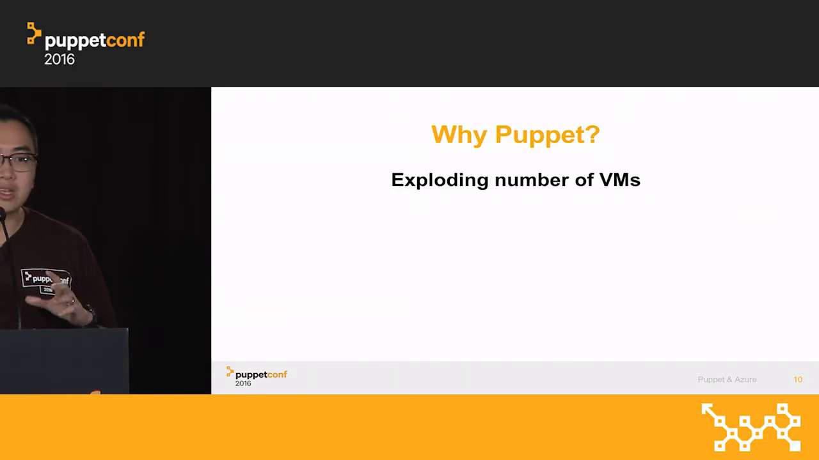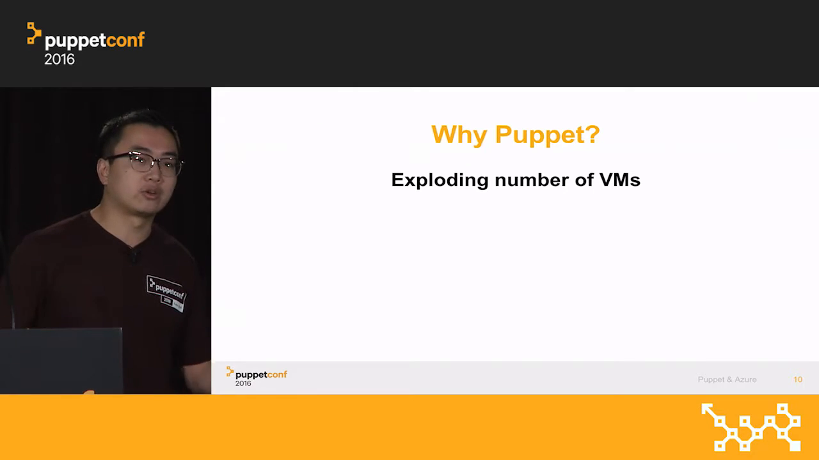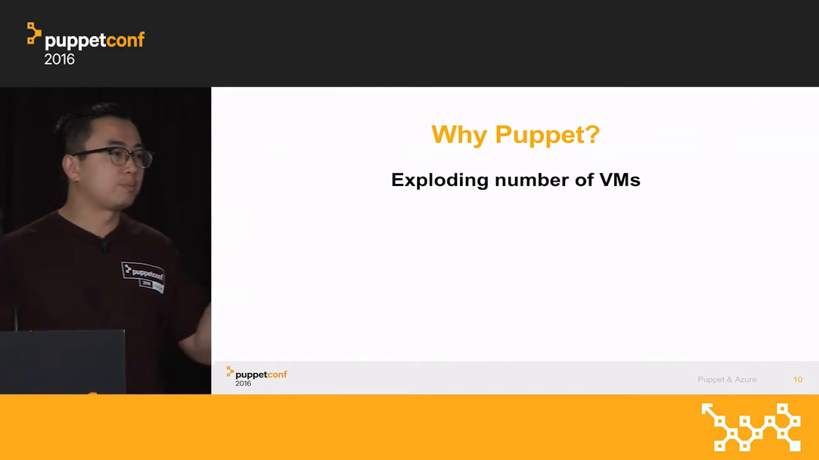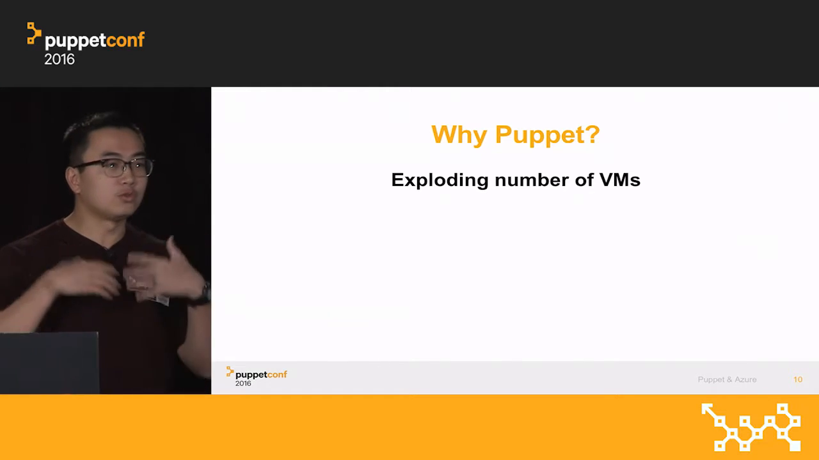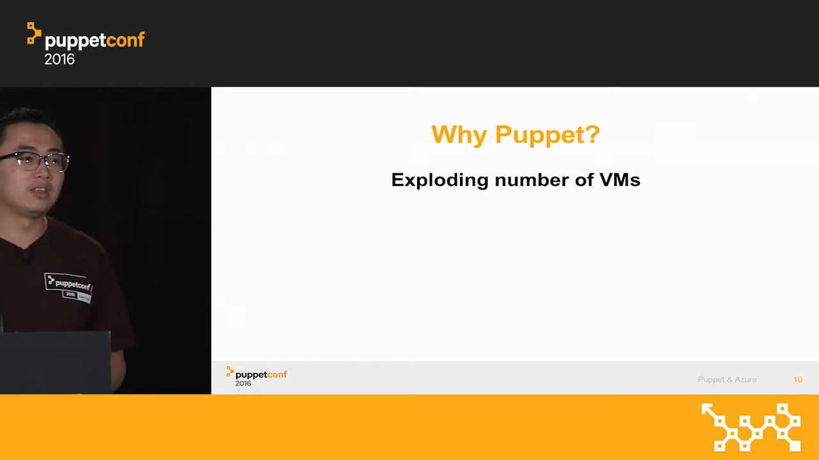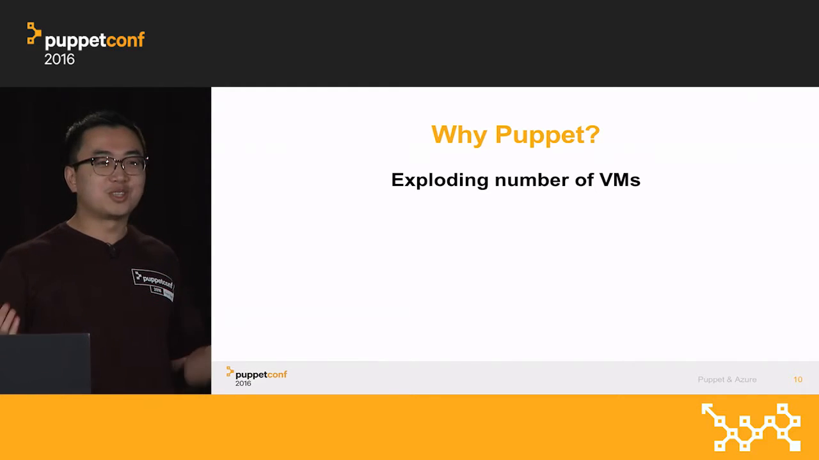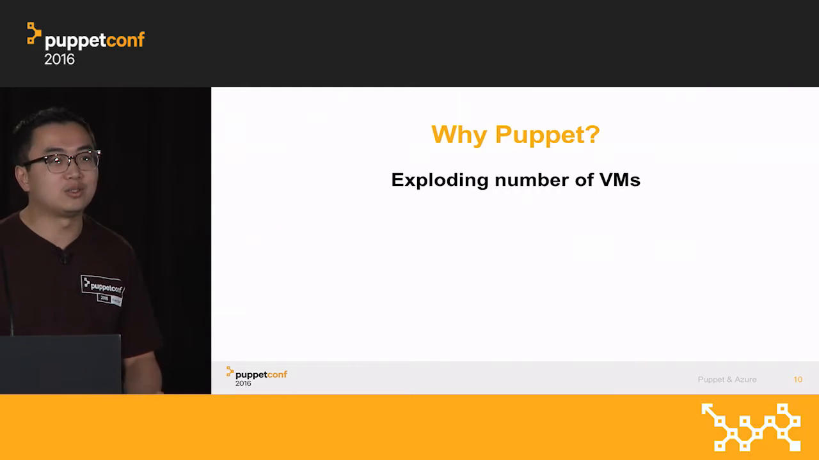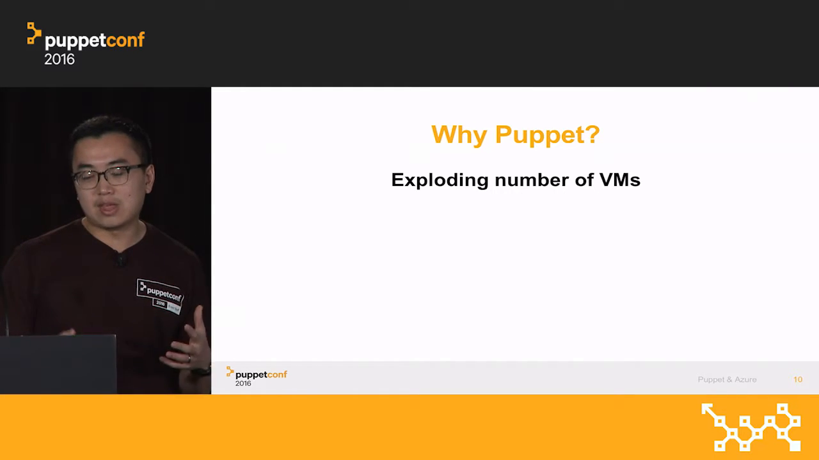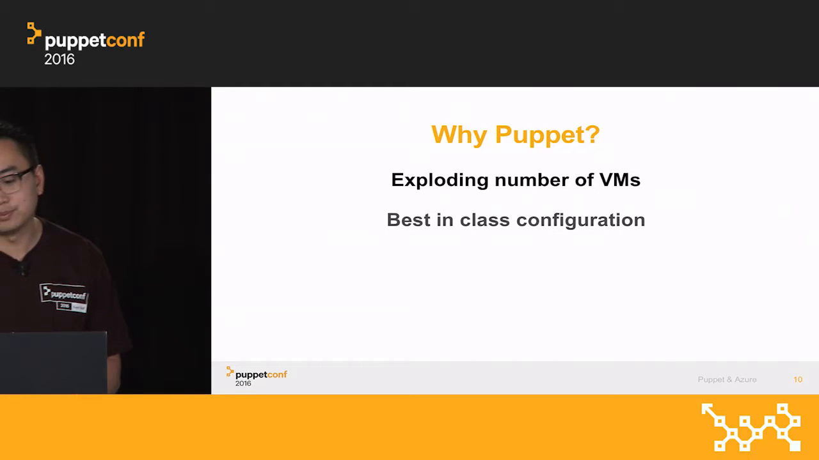The first one is the exploding number of VMs. Now that anyone can create a VM in Azure, you suddenly have VMs popping up all over the place. If you listen to Luke's keynote this morning, and you've ever seen your Azure bill that comes at the end of the month, you know that you may not know where all those things came from. That is in part because of how easy it is now to get a VM. And because of that, you need something to be able to manage it.